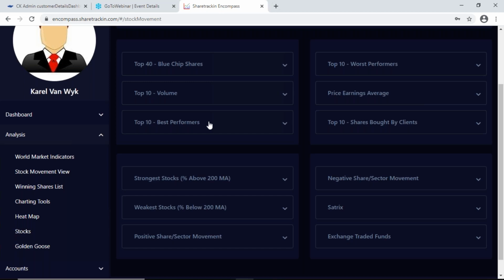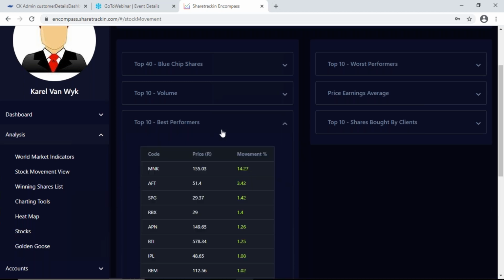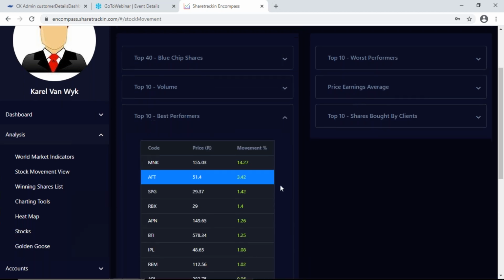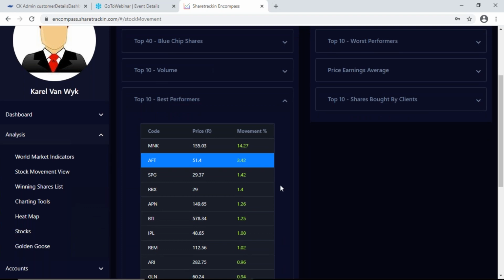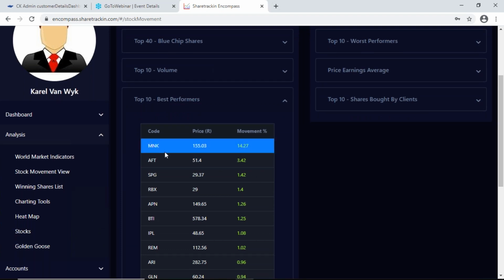Next up, I have my top 10 best performers. So these are the 10 shares that's performing the best of your top 40 blue chip shares. So you get the company's code, the company's price per share in rands, and the movement it had for the day.